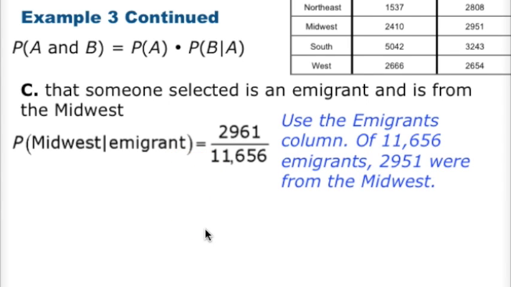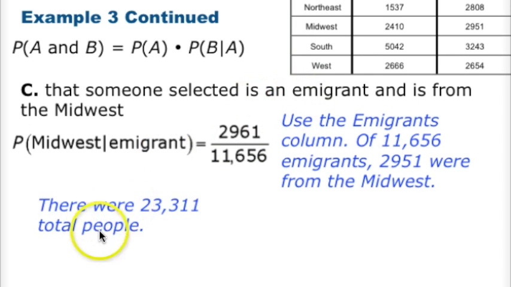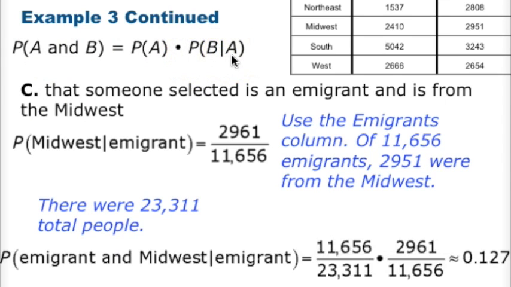So now, the probability that someone is an immigrant and from the Midwest is going to be the probability of immigrant times the probability of Midwest given immigrant. Okay, so the probability of immigrant is what we got for our total immigrant column out of the total number of people. And there are 23,311 total people if we were to add both columns together. And we multiply that.